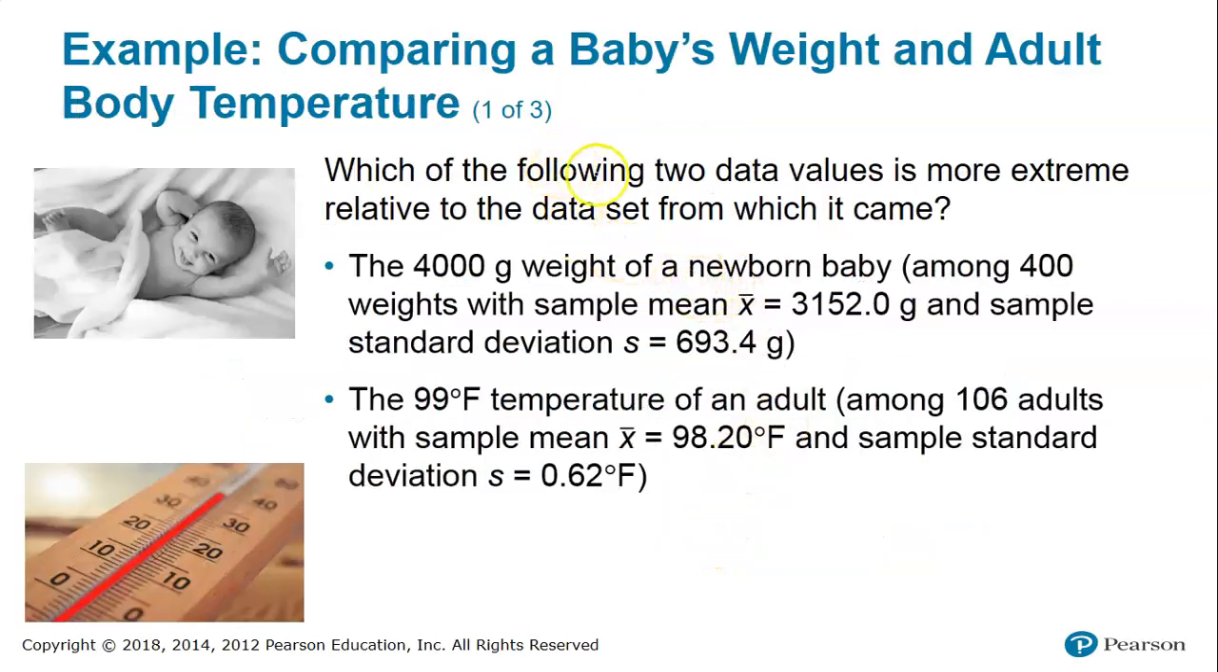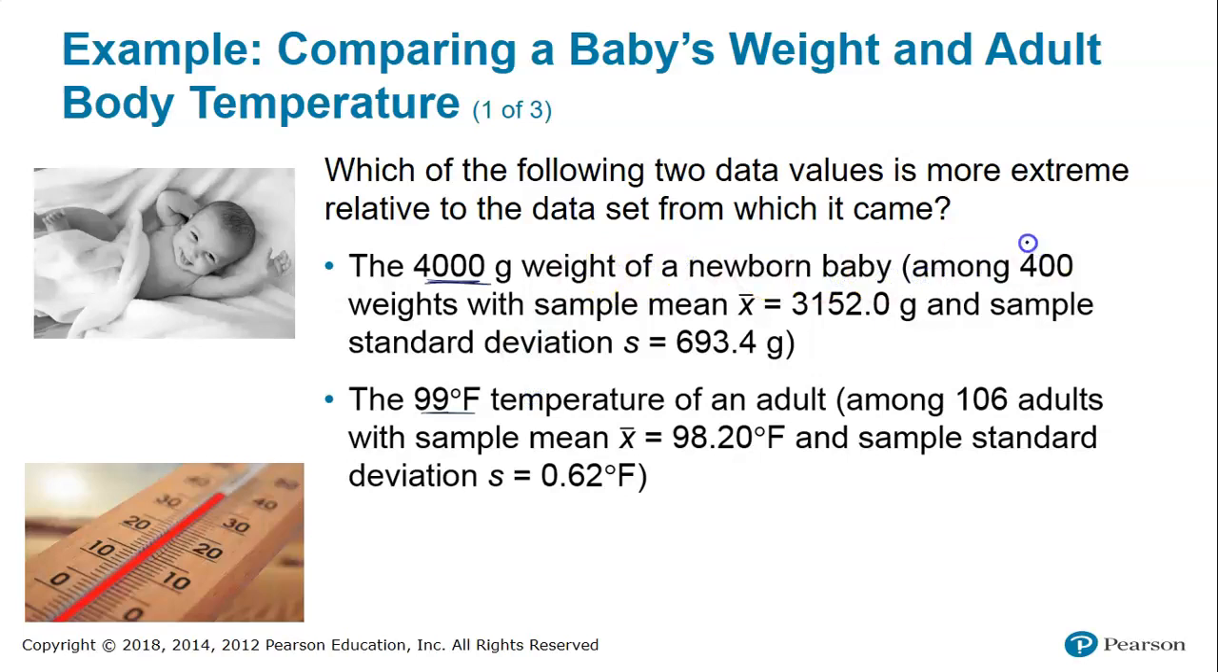Okay, so here's an example. Which of the following 2 data values is more extreme relative to the data set from which it came? And by extreme, we just mean further from the mean. So in this first one, you've got a 4,000 gram weight of a newborn baby, and we want to compare that to the 99 degrees Fahrenheit temperature. So we're comparing grams to Fahrenheit. Certainly this is apples to oranges. We've got to find a way to equate the two.